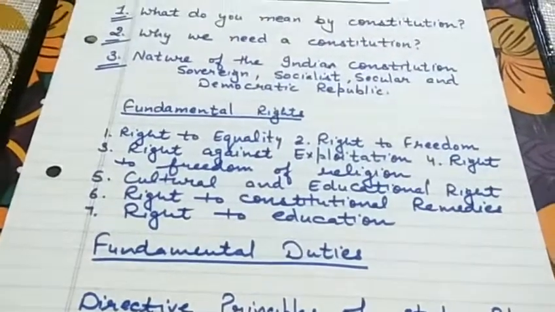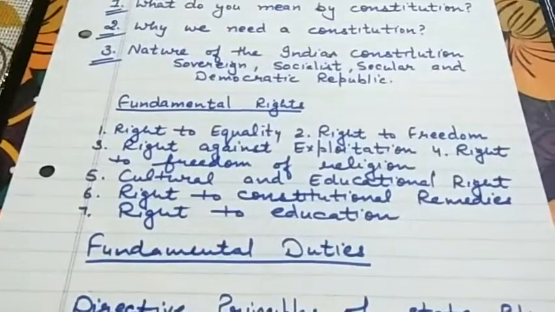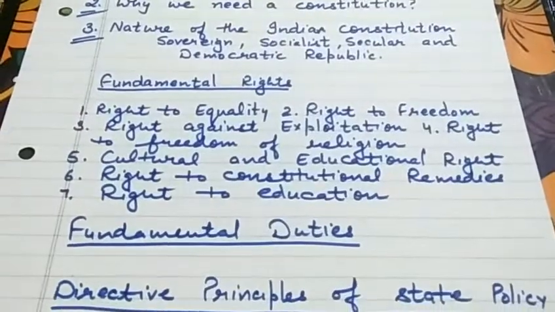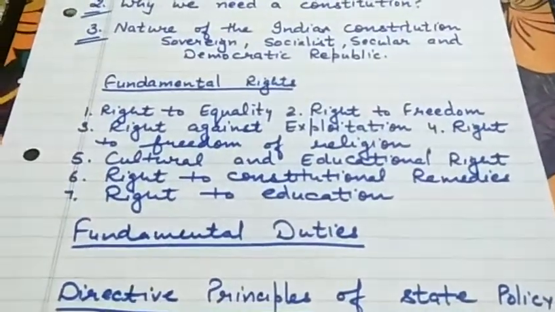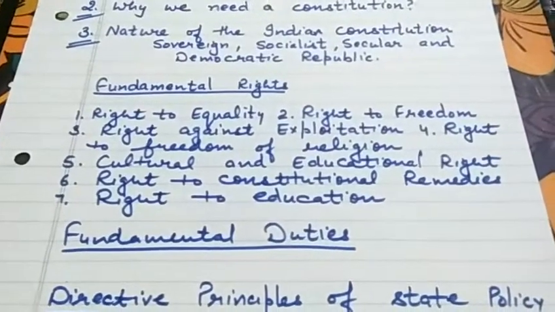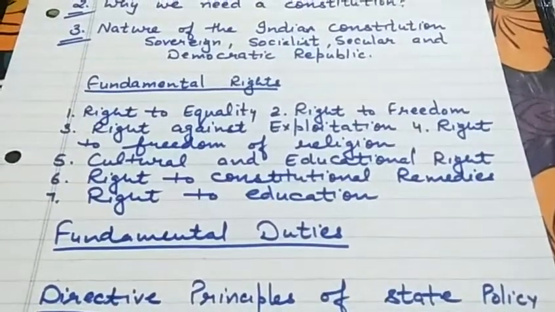So this was the chapter about our constitution. In this chapter, we discussed our constitution and why we need a constitution, nature of the Indian constitution, some fundamental rights, some fundamental duties, and some directive principles of the state policy.